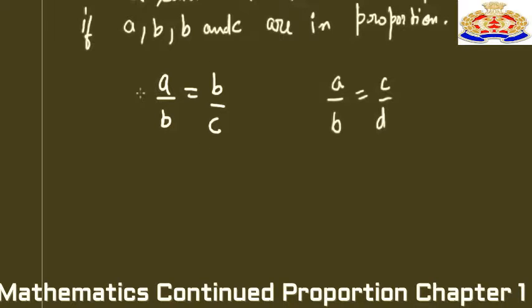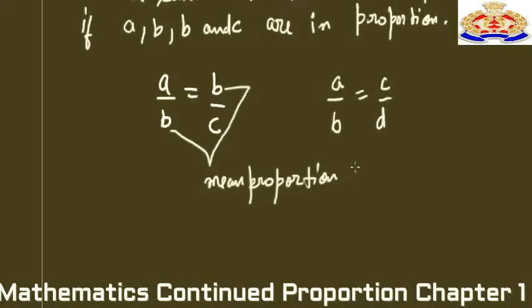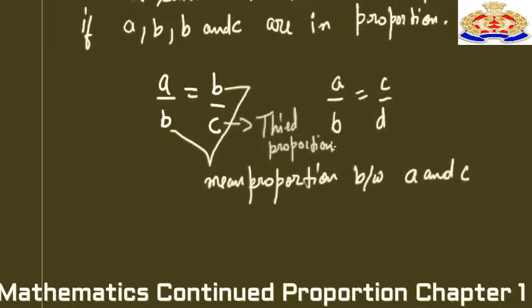Now in this, B is known as the mean proportion, that too between A and C, and C is known as the third proportion. Whereas in simple proportion we say D as the fourth proportion, since it is the fourth number. Here C is the third number, therefore it is known as the third proportion.